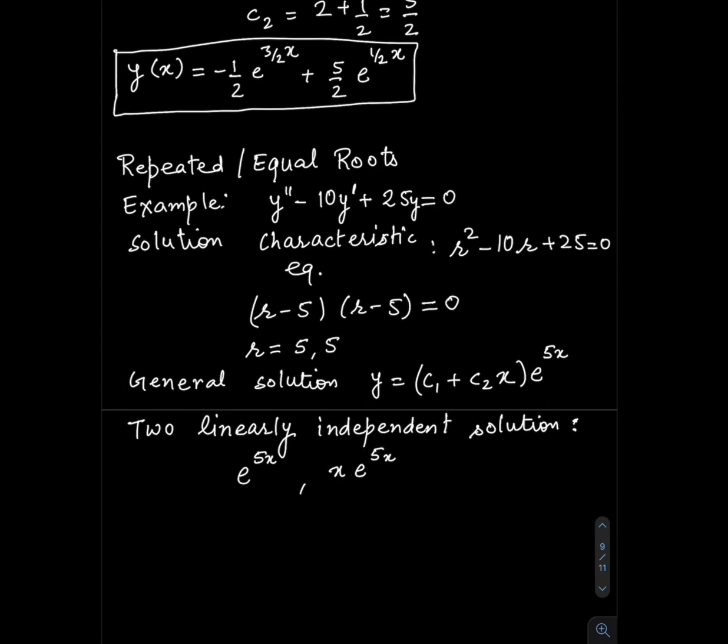Okay, we will stop here today and I'll see you in the next video. In the next video we are going to talk about when the roots are complex. Till then, practice some more problems about this.